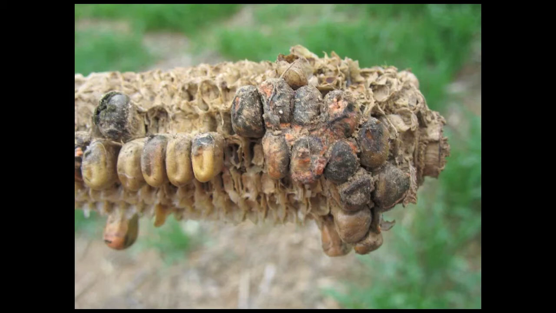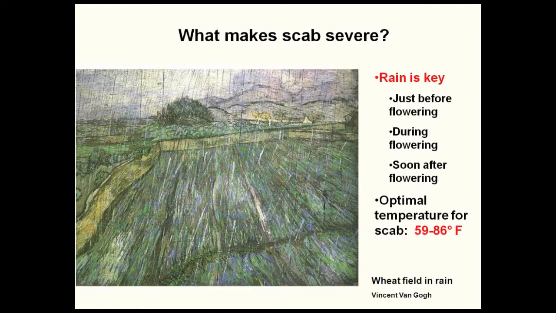So there's a nice corn cob, and see these pinkish patches here? That's the spores of this fungus that are produced in masses. If you look at pieces of corn debris in this state, or most states now, you can often find the reproductive structures, the spores of Fusarium graminearum.